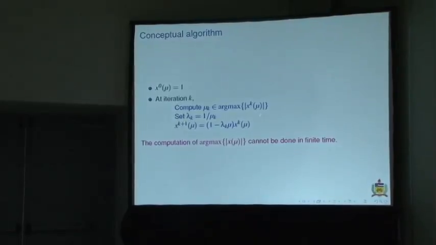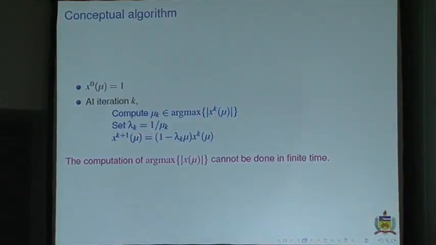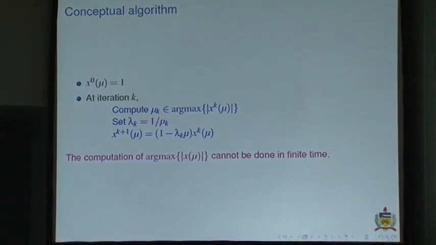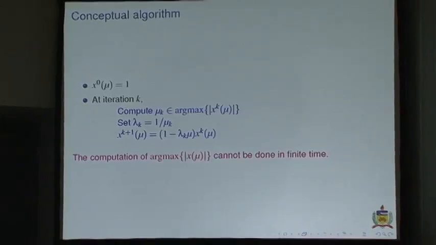Well, let's do a conceptual algorithm for solving the infinite dimensional problem. It's like that. I start with x equals 1 for all the interval. At iteration k, I look for a point mu k with the maximum possible value of the function x. And then I set lambda equals 1 divided by mu k, and take the step. Okay. Let's see this working.